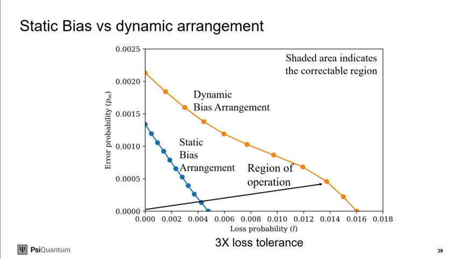One thing you might notice here is that there's a little bump in the curve. That's because we optimized our protocol to operate in this particular region, and that's why we are operating a bump there. If people were interested in other regimes of operation, there are some hyperparameters in our simulations. It might be possible to play with that and get something which goes in a straight line. But in our region of operation, which is close to the x-axis that you see here, we get 3 times the loss tolerance as static biased arrangement.